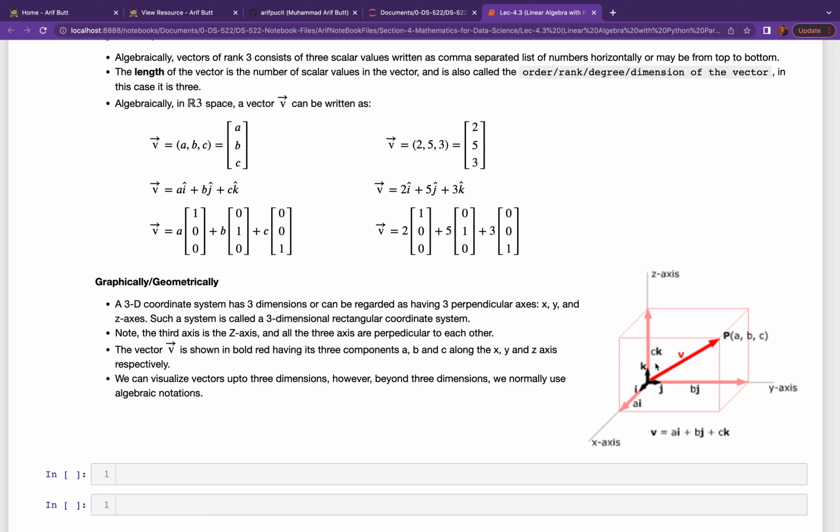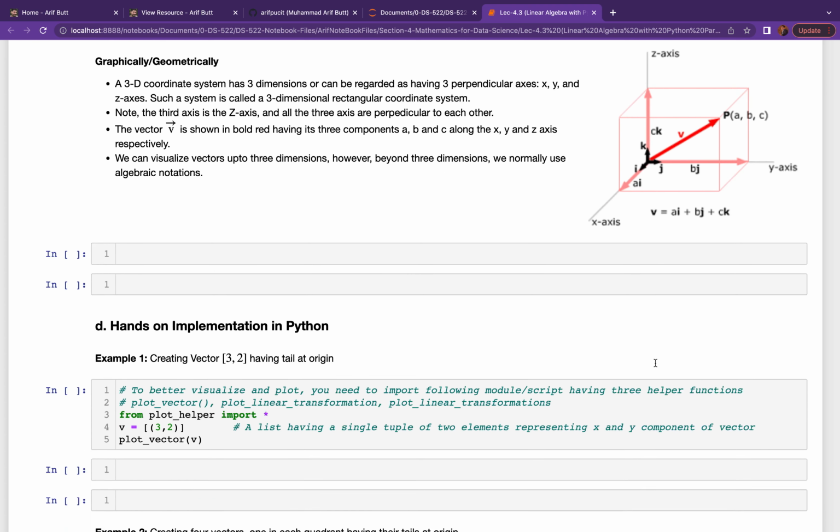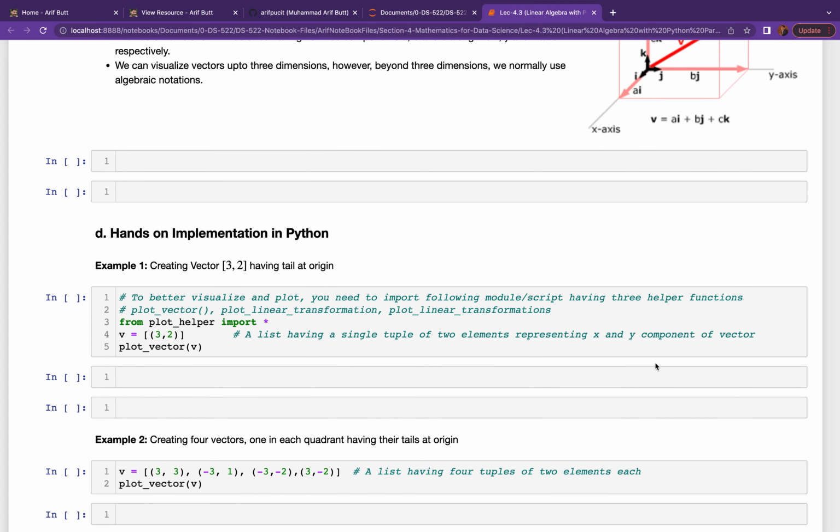My dear friends, if you have a clear understanding of vectors in 2D space, you can extend your understanding to vectors in 3D space and to 4D and maybe 5D space as well. Let's see the Python implementation.